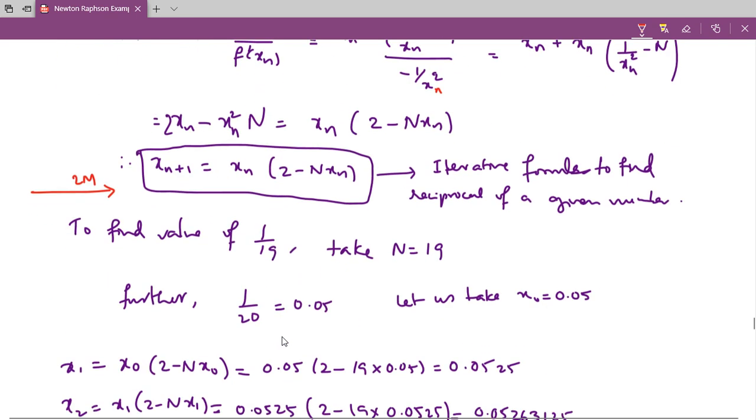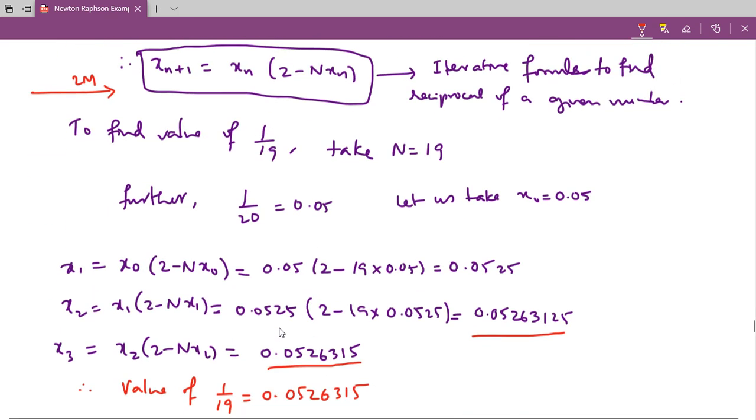And further, they have asked to find the value of 1 by 19. So we start with x naught. See how we have fixed x naught. We know that 1 by 20 is 0.05. So therefore, we have gone for taking x naught as 0.05.